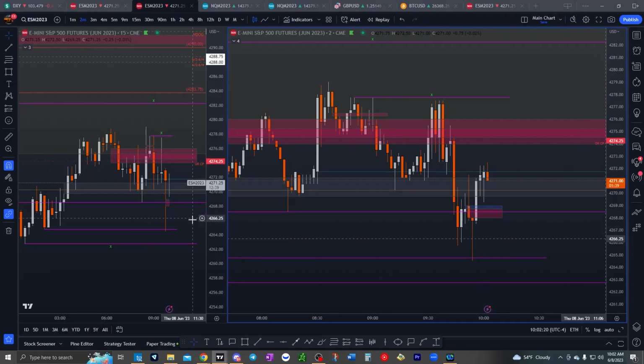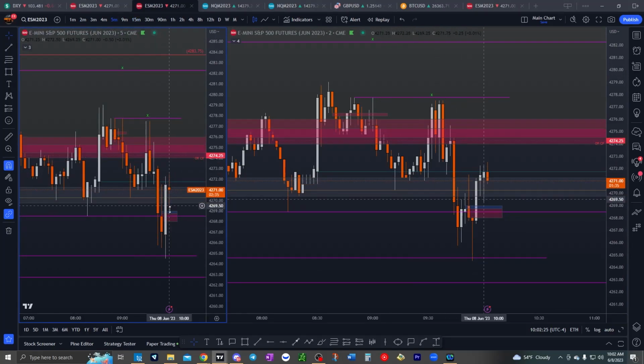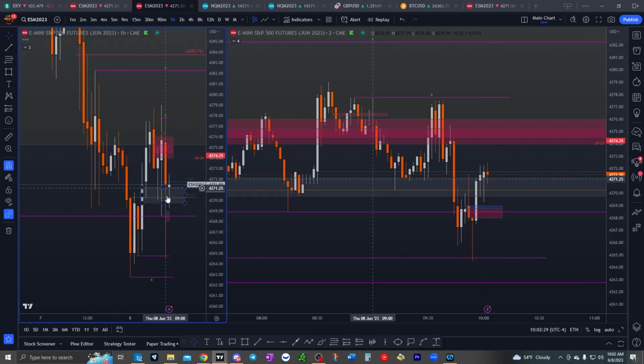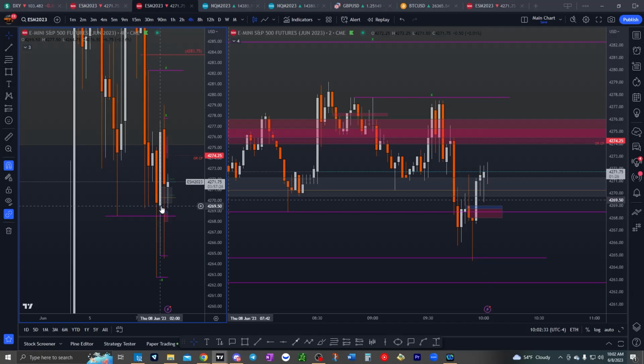We have a nice 5-minute candle closure here. Trades down in the next candle. 15-minute trades down in the next candle. 1 hour trades down in the next candle. 4-hour trades down in the next candle into the rejection block right here. Now we could possibly look for expansion.